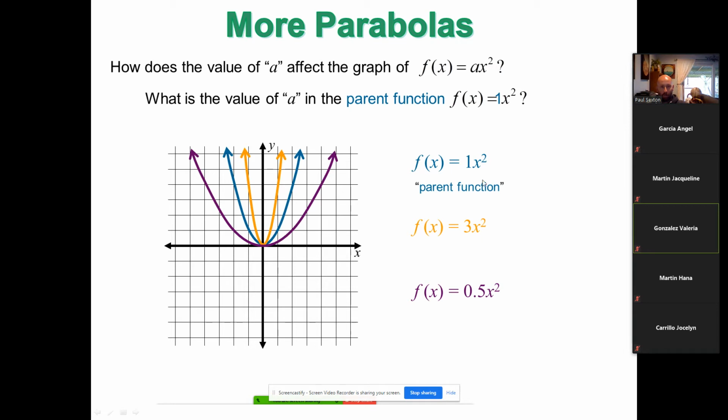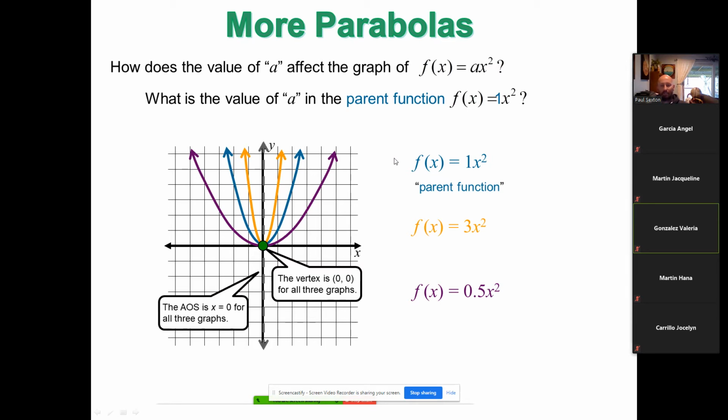So remember, we're always comparing with the parent function. Oh, okay, that's right, I put this in there. The vertex on all 3 graphs is (0, 0), right? The vertex did not change on any of those graphs. Also, the axis of symmetry is x equals 0 for all of those. So a number in front of x squared does not move your graph in any way. All it does is push it together or pull it apart, making it wider or skinnier. That's all it does.